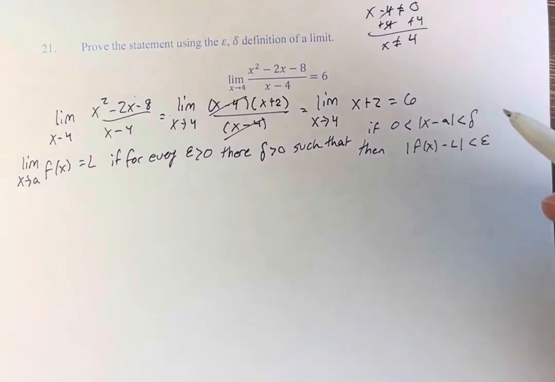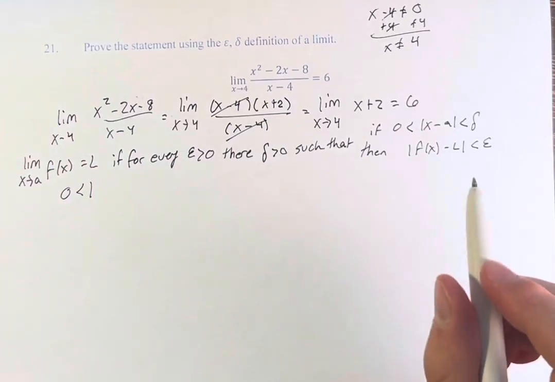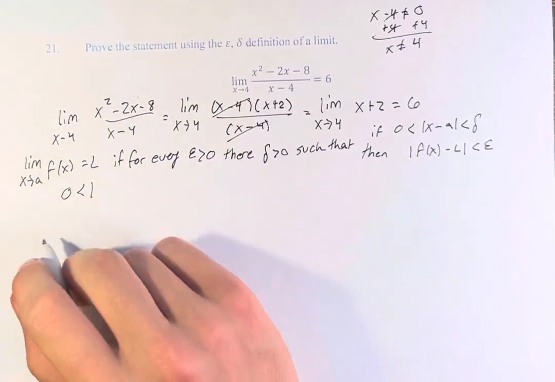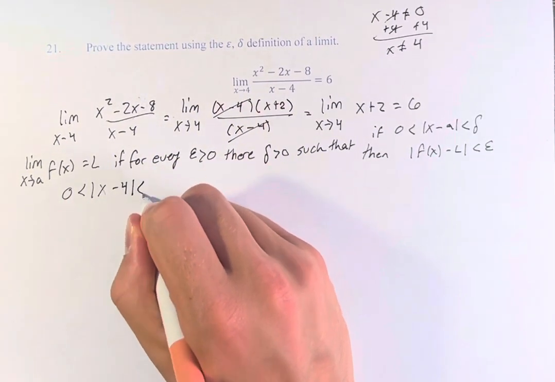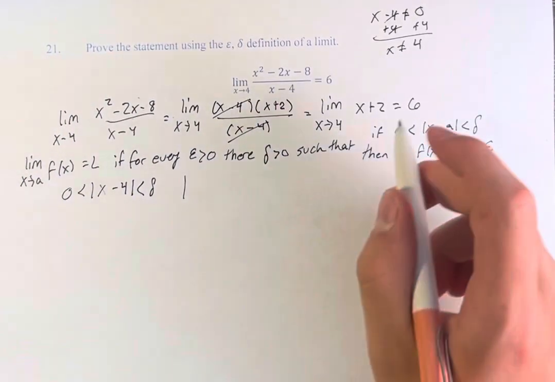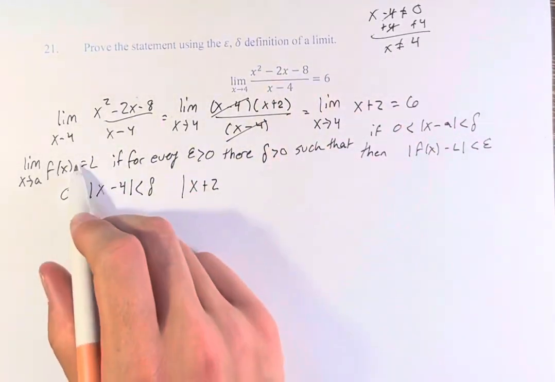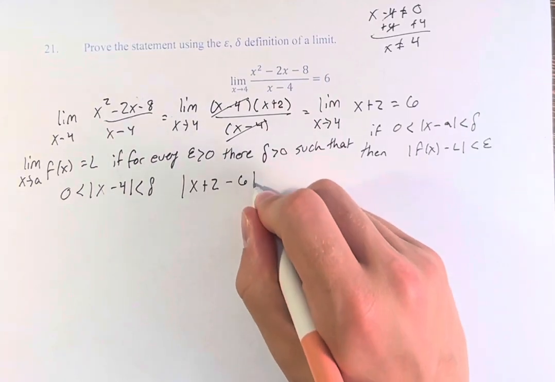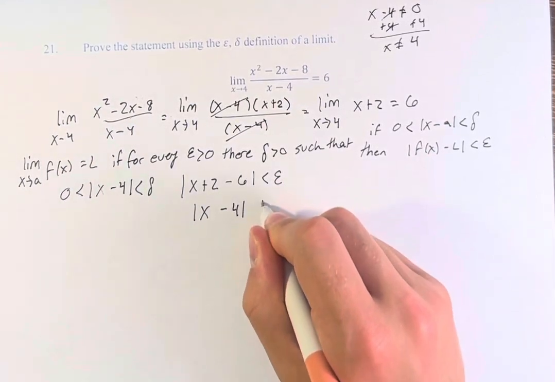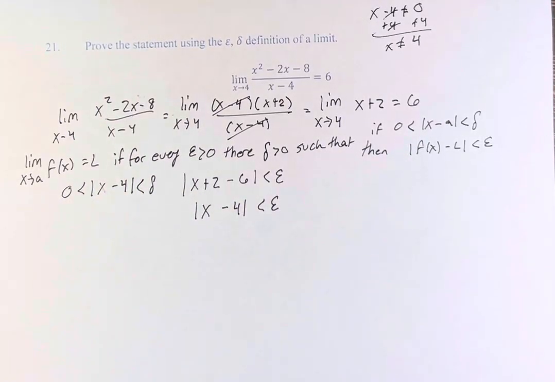So what does that actually mean? Well, a here is the value which x is approaching, which is 4. So if 0 is less than the absolute value of x minus 4, which is less than delta, then the absolute value of f of x, which is x plus 2 in its simplified version, minus L, the value that the limit is approaching, 6, is less than epsilon. And so this is saying that the absolute value of x minus 4 is less than epsilon, and the absolute value of x minus 4 is greater than 0 and less than delta.